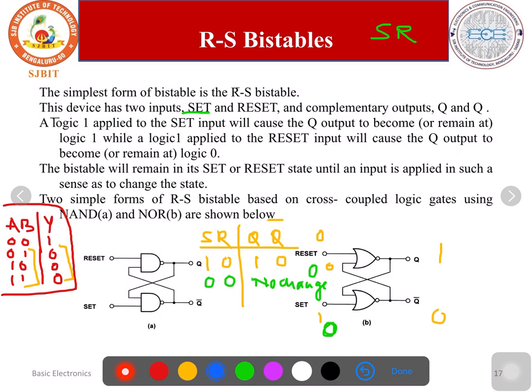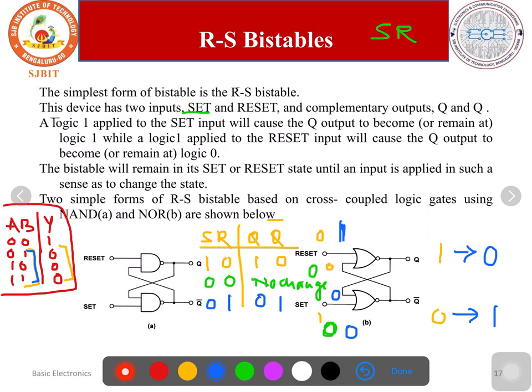Suppose S is equal to 0, R is equal to 1. Concentrate on only blue inputs. If any one of the input is 1, the output is 0. So here the input is 1, so this changes to 0. This 0 comes here. 0 plus 0 is 0, 0 complement is 1. Now Q becomes 0, Q bar becomes 1.